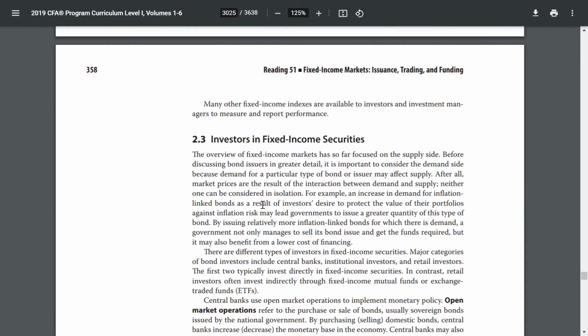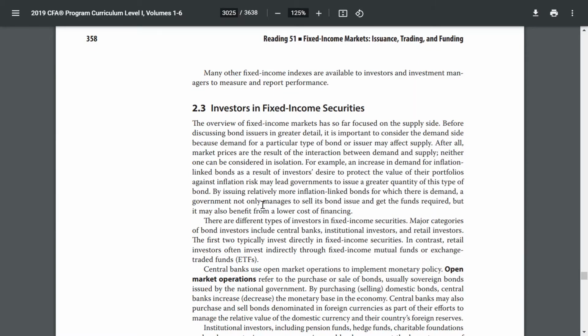Investors in fixed income securities. An overview of fixed income markets has so far focused on the supply side. Before discussing bond issuers in greater detail, it is important to consider the demand side, because demand for a particular type of bond or issuer may affect supply. After all, market prices are the result of the interactions between demand and supply. Neither one can be considered in isolation. For example, an increase in demand for inflation-linked bonds as a result of investors' desires to protect the value of their portfolios against inflation risk may lead governments to issue a greater quantity of this type of bond. By issuing relatively more inflation-linked bonds for which there is demand, a government may not only manage to sell its bonds and get the funds required, but it may also benefit from a lower cost of financing.